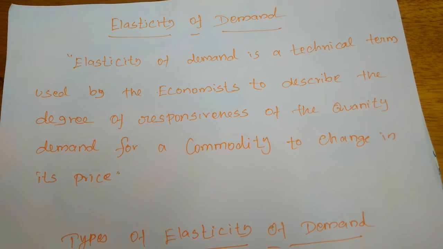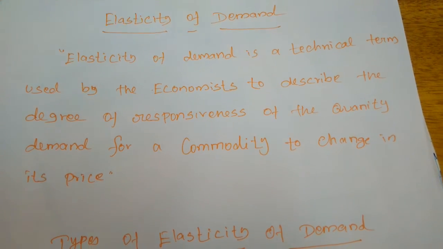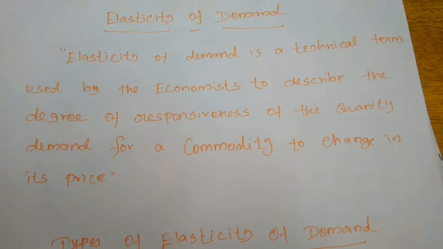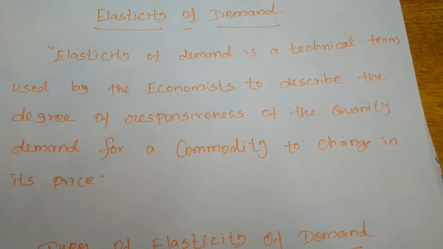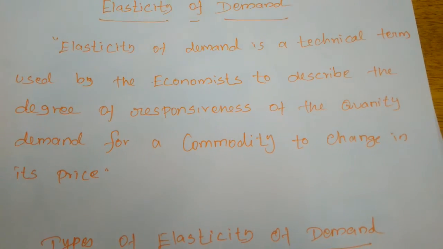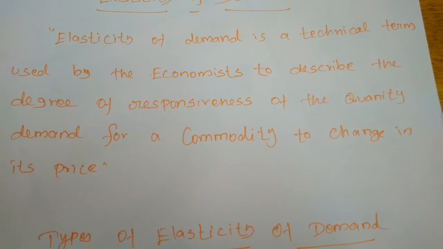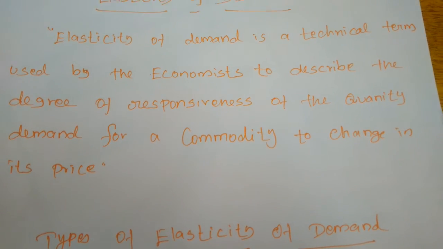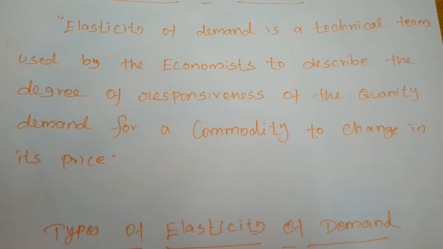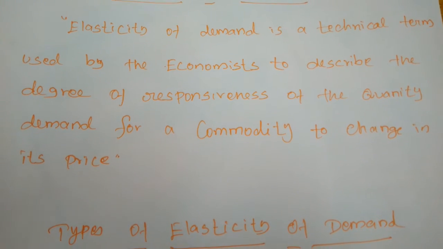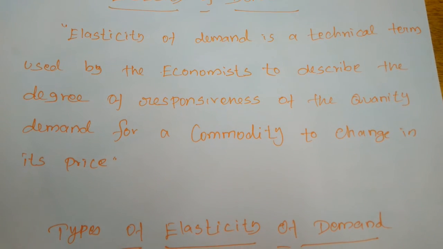So the degree of responsiveness of the quantity demanded for a commodity to a change in its price is explained by the elasticity of demand. Simply to keep in your mind, elasticity means flexibility: in which ratio the quantity demanded changes on the basis of a change in price level.